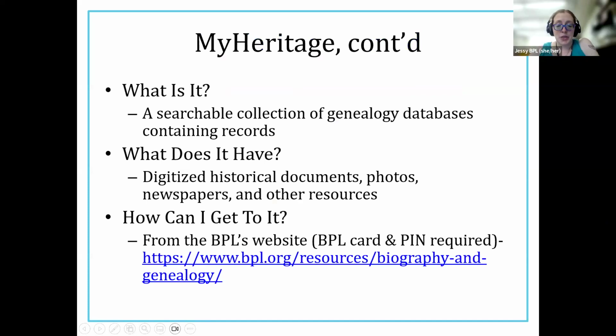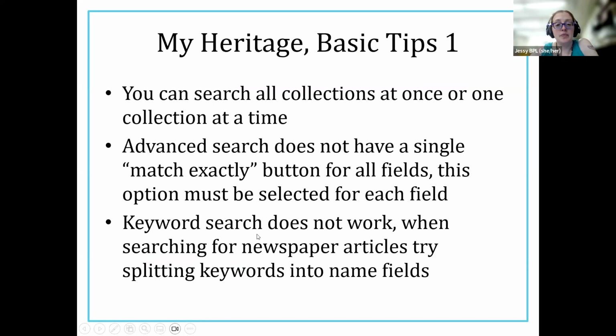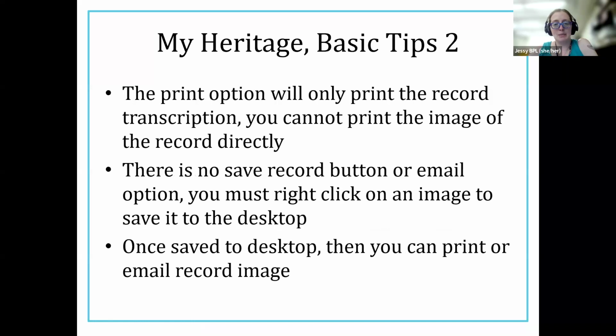You can get to it through our website. So this one, you have multiple options. You can either search all collections at once, like Ancestry.com, or just pick one to look at. The search functions are a little wonky. We're going to take a look at that, but basically you can't do like Ancestry and just match all options exactly with one button; you have to click on it for everything. Keyword search is incredibly wonky. It doesn't really work, and I'm going to show you that in a little bit. We do have some tips for how to get around that.